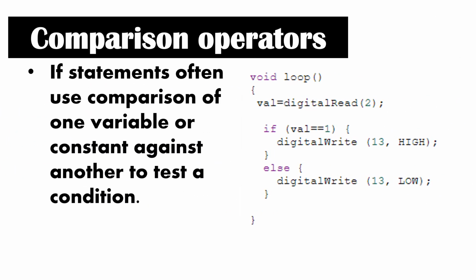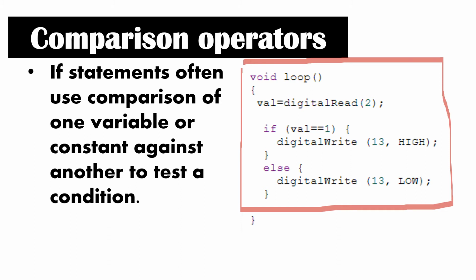Next naman is comparison operators. So, dito sa example na to, the comparison operator is this one. So, comparison operator in a sense that it is comparing this value to this value. So, if you read it this way, if the value is equal to 1, then the Arduino will do this. There are types of comparison operators and we will discuss it on the next slide.